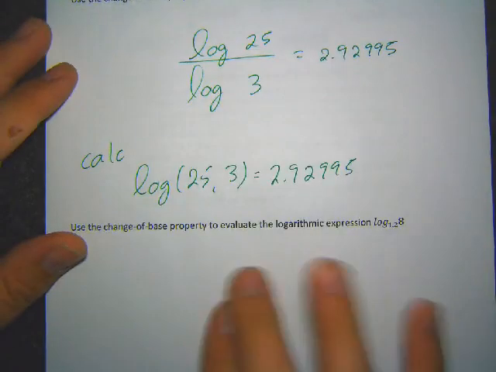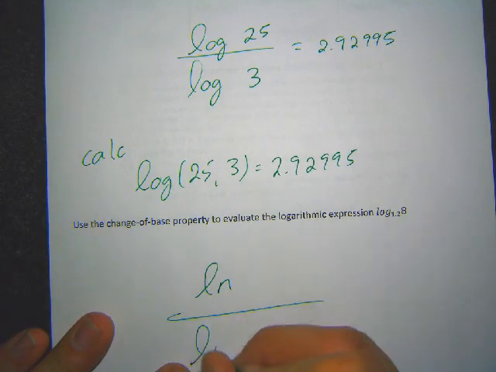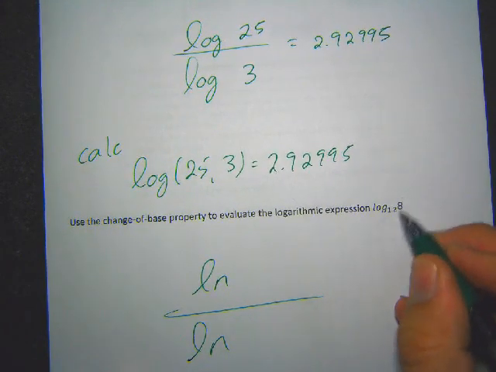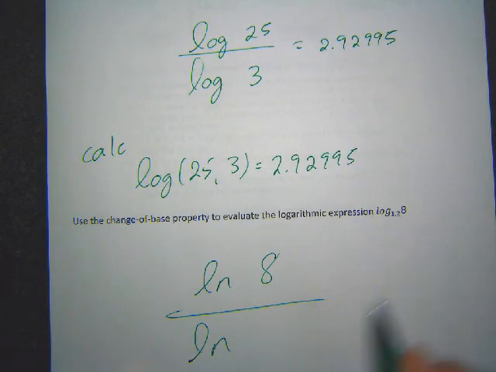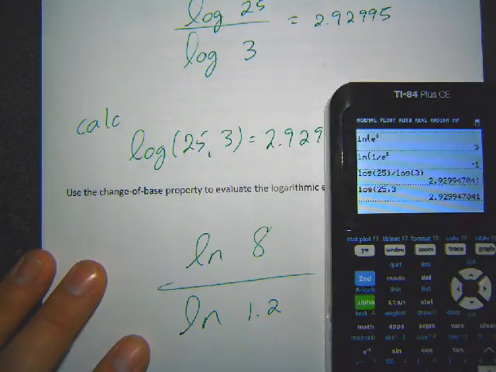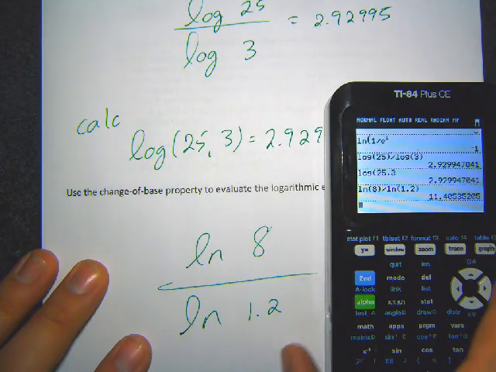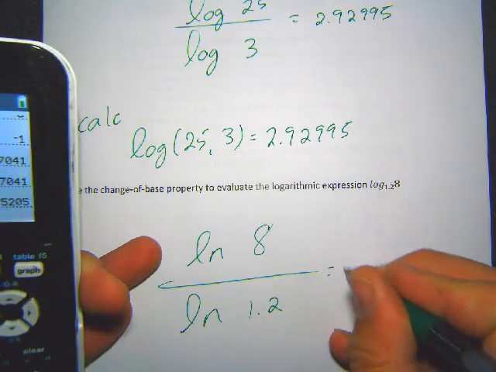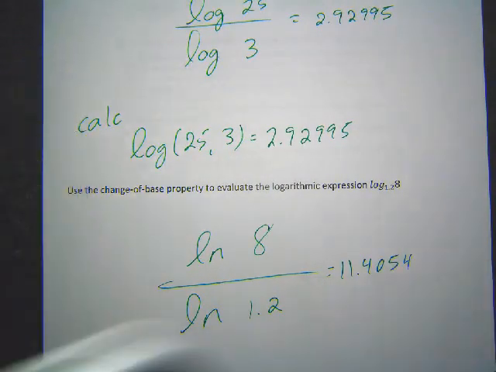So let's do one more, and we'll do this one with natural logs. Again, you do the number 8, the number I'm taking the log of, first, and the base second. So do the base on the bottom, 1.2 on the bottom. So do natural log of 8 divided by natural log of 1.2, and that will give us our answer. The answer is 11.4 something. 11.4054.